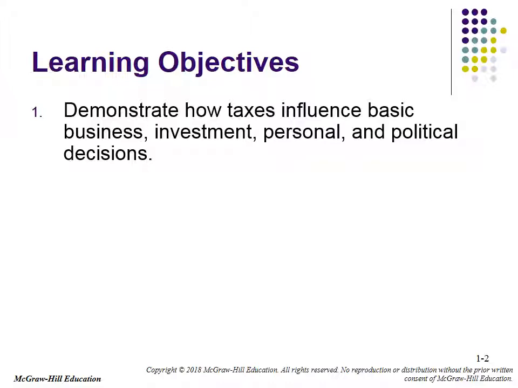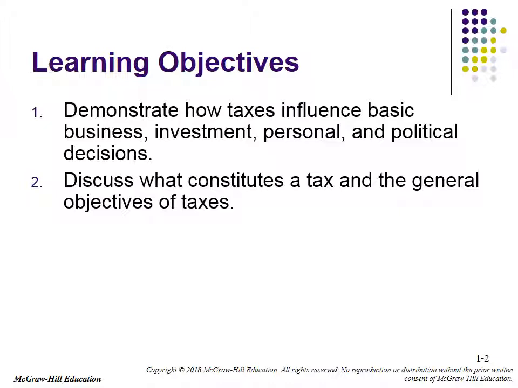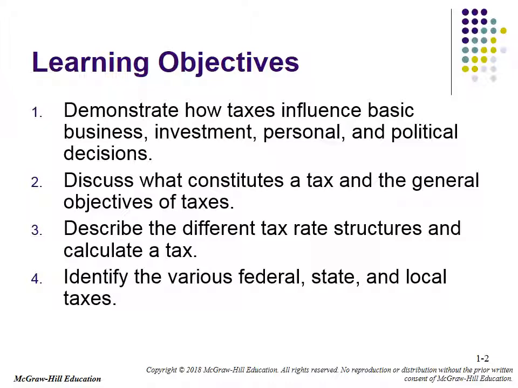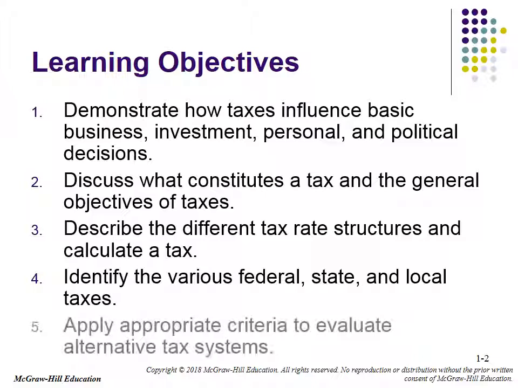In Chapter 1, we're looking at generally what taxes are, so you get your feet wet a little bit. We're going to demonstrate how taxes influence basic business, investment, personal, and political decisions. What constitutes a tax and the general objectives of taxes? Why do we have them? Describe the different tax rate structures. That's something special we use in order to calculate a tax. And identify the various types of taxes at the federal, state, and local level. And the last thing we're going to look at in this chapter is how to apply appropriate criteria to evaluate alternative tax systems.